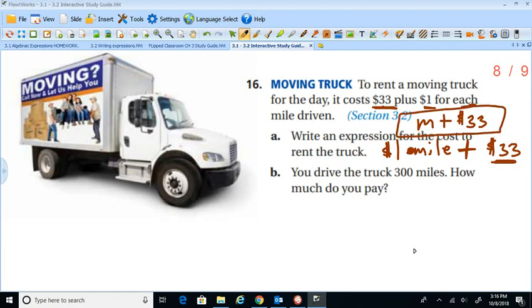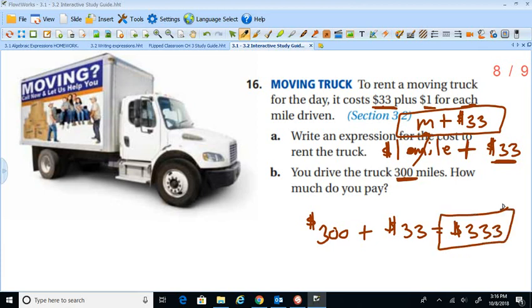Now they're telling us for part B, we're driving 300 miles. How much do we pay? All we have to do is substitute in the 300 for how many miles. So that's $300, because it's $1 per mile, plus the 33 up front. Grand total, it's going to cost us $333 for that truck rental.